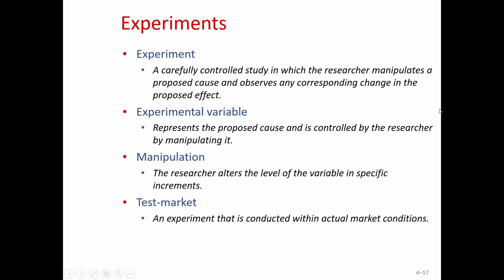Experiments. Business experiments hold the greatest potential for establishing cause and effect relationships. An experiment is a carefully controlled study in which the researcher manipulates a proposed cause and observes any corresponding change in the proposed effect. An experimental variable represents the proposed cause and is controlled by the researcher by manipulating it. Manipulation means that the researcher alters the level of the variable in specific increments. And a test market is an experiment that is conducted within actual business conditions.